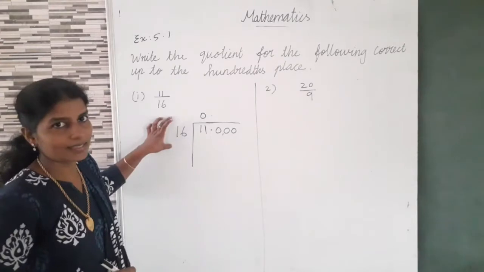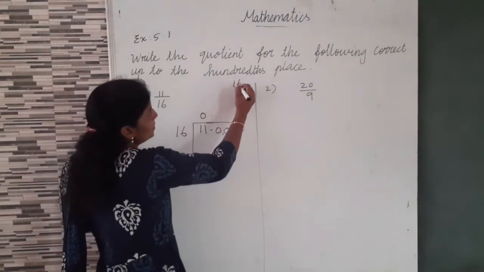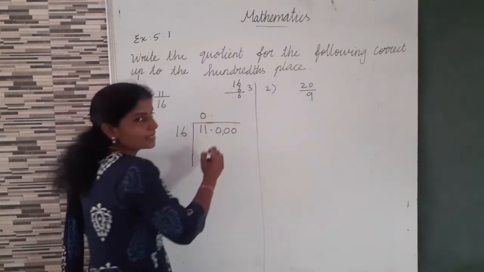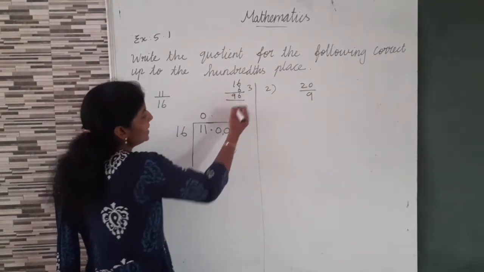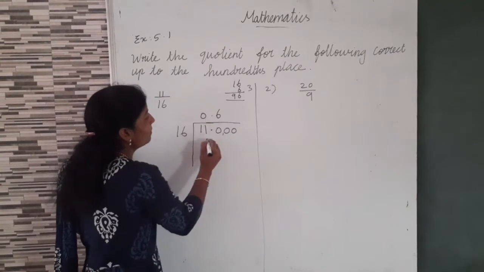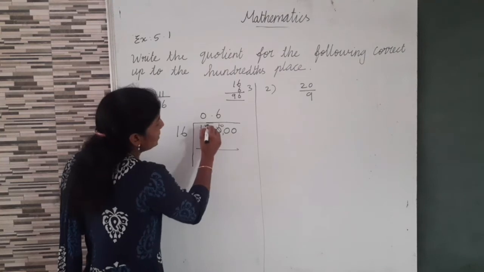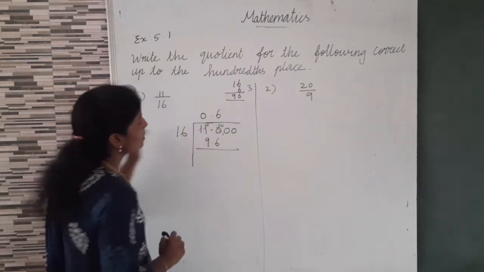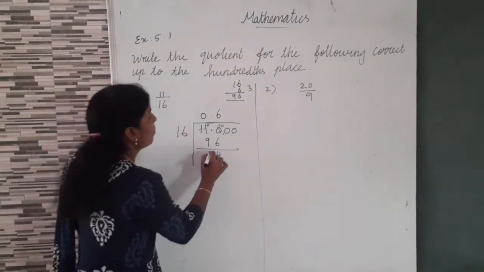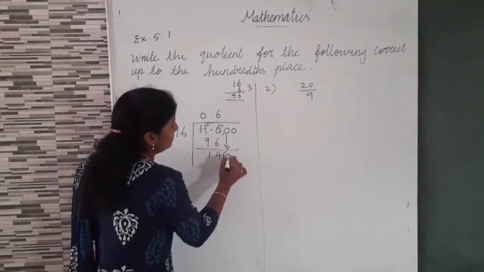Okay. Now we take the 3-digit number 110. Now 16, how many times? 16 into 6. 6 sixes are 36, 3 balance. 1 into 6, 6 plus 3, 9. 96. So this is 6 times, 96. Remaining here 10, so 10 minus 6 is 4, then 10 minus 9 is 1. Now we bring this 0 down.